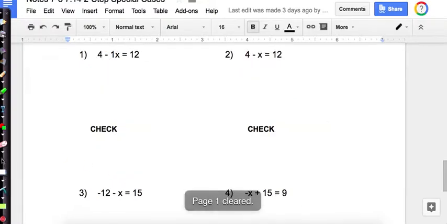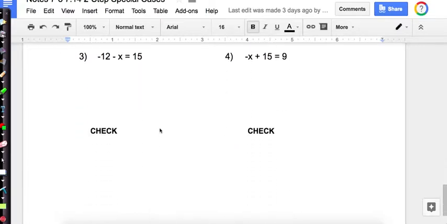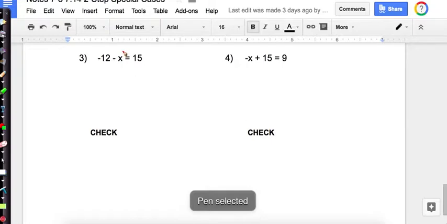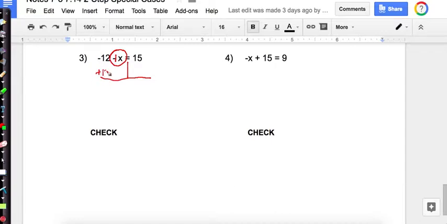Okay, moving down to number 3 and number 4. So let's do number 3 first. So once again, circle the variable and anything in front. And notice I'm going to stick a 1 there because there's no number. Draw your t. And how do I cancel out 12 negatives? Some of you might be thinking subtract 12. But if I subtract 12, I get -24. Does that cancel? No. So I'm going to add 12 to both sides.